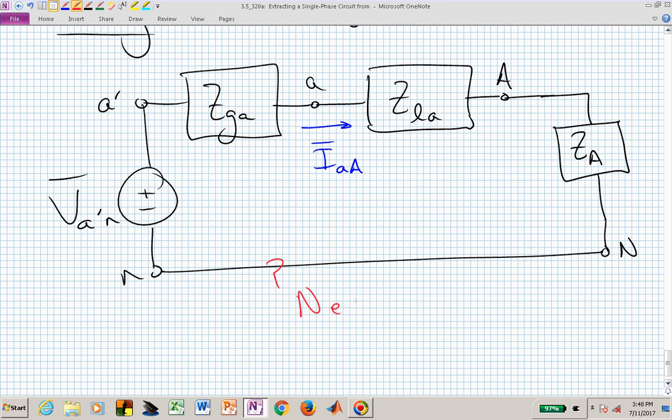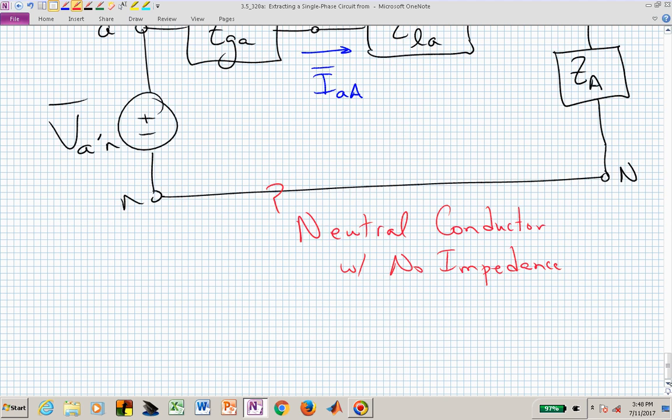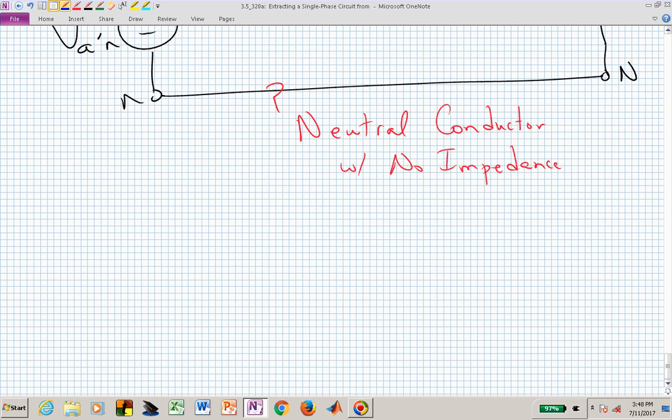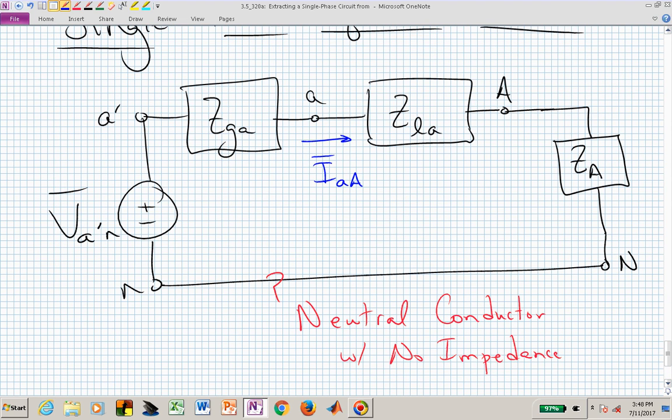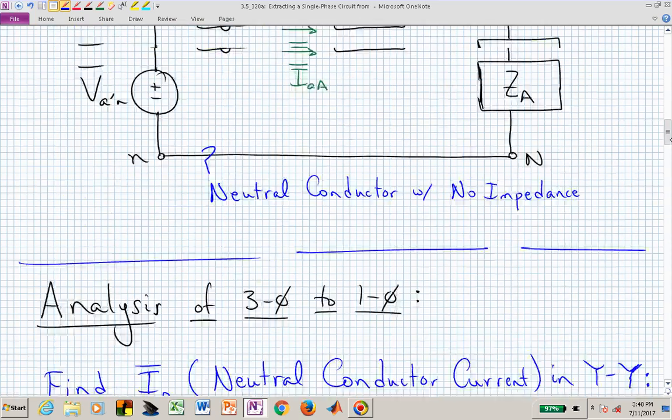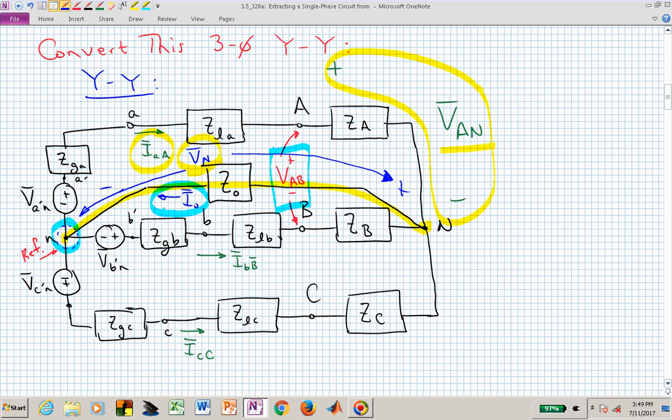And here, let me just call this connection between capital N and lowercase n the neutral conductor, with no impedance in the single phase equivalent. And what we have to keep in mind is that if we now looked at the current in the neutral conductor in this single phase equivalent, that's I sub AA. But in the three-phase circuit, the current in the neutral conductor is a combination of I sub AA, I sub BB, and I sub CC. And you can see that either by writing KCL at little n or writing KCL at capital N.